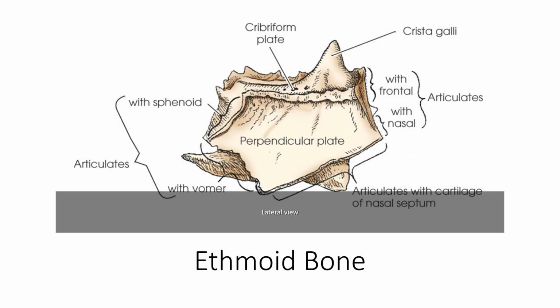All right, so this is like a side view, and then we cut off one of the concha labyrinths so we can see the perpendicular plate at the midline. The one closest to us was removed. The ethmoid bone junctions with the vomer, the sphenoid, the cartilage of the nasal septum, the nasal bones and the frontal bones anteriorly, and then the cribriform plate junctions with the frontal bone to form the anterior cranial floor.